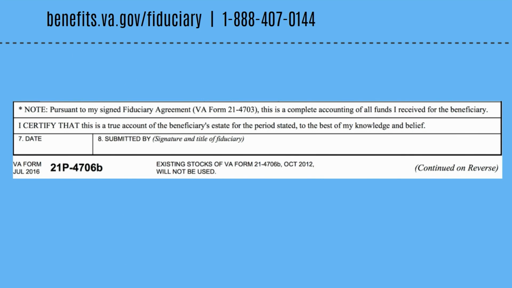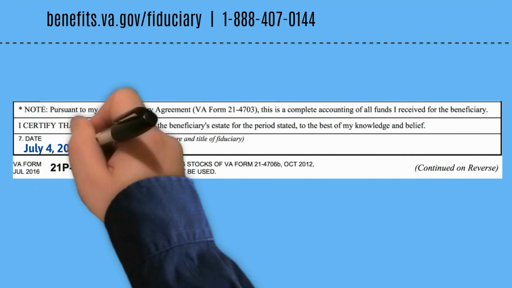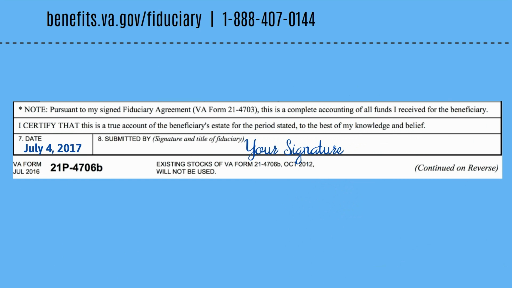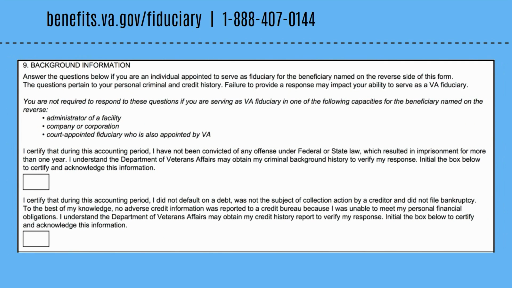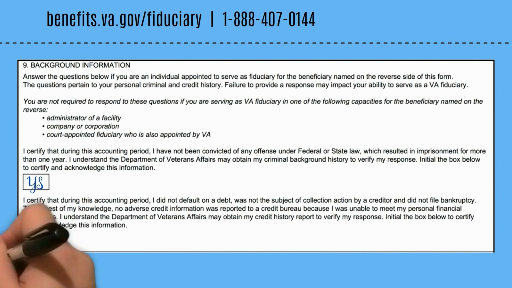Sign and date the bottom of page 1 in blocks 7 and 8 in pen to certify that this is a true account of the beneficiary's estate. You must also initial the 2 boxes in block 9, the background information block, on page 2.